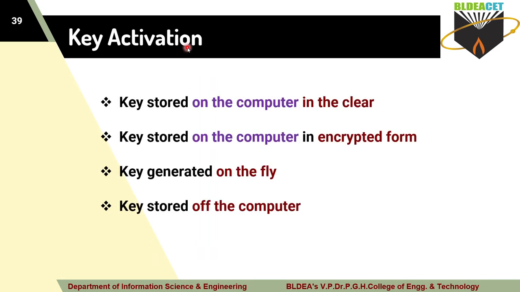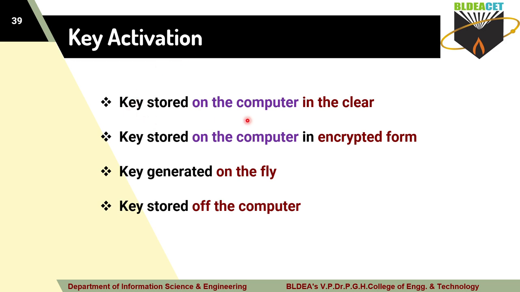Next is the key activation. As I told, once a key is generated, after generating that key, you have to activate that key here. For activation also, you have to follow some procedure. That procedure we call key activation. For generation also, you require a mechanism, with the help of which you create the keys. After creating that, whoever wants to use that key, those users have the authority to use it. After getting that new key, they have to activate it. For activation also, you follow some mechanism here.